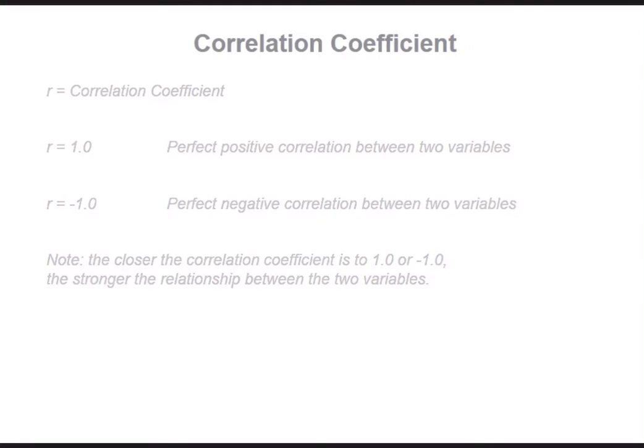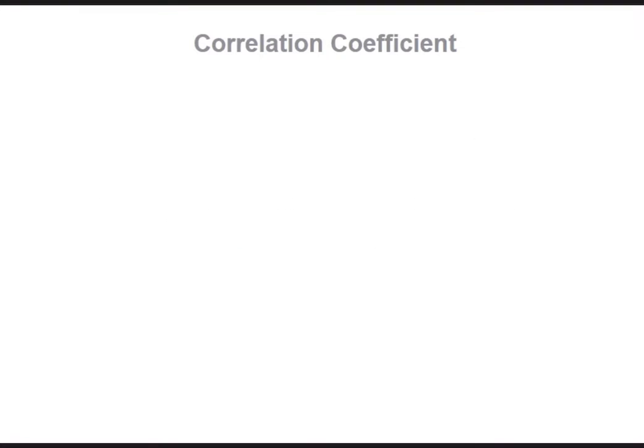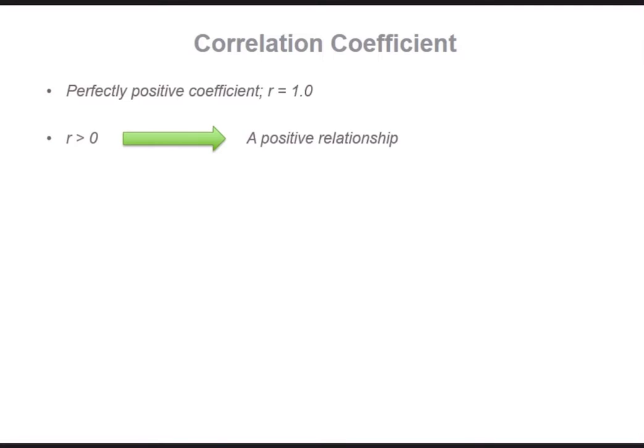Let's analyze the correlation coefficient. When the correlation coefficient R has a perfectly positive coefficient, r will equal 1.0. In general, the following can be a rule of thumb. If r is greater than 0, there will be a positive relationship. So what does a positive relationship mean?